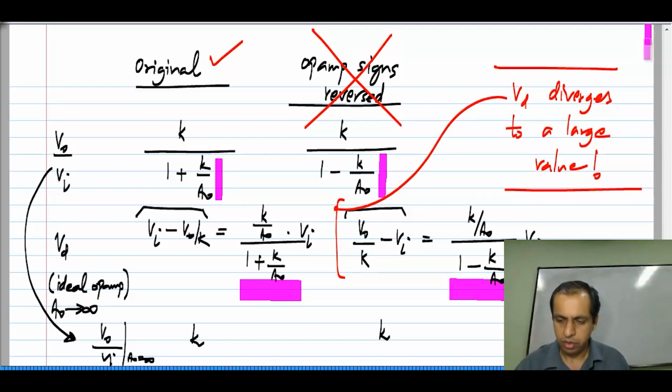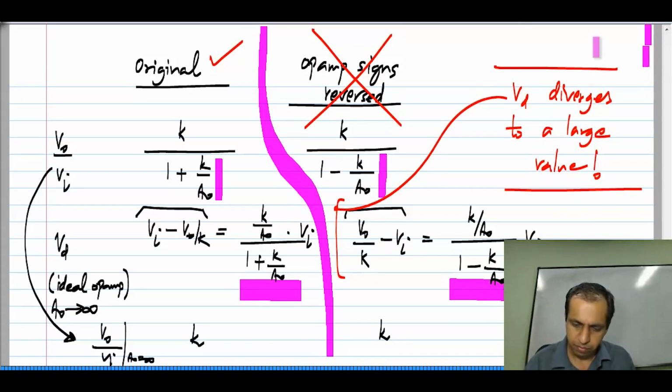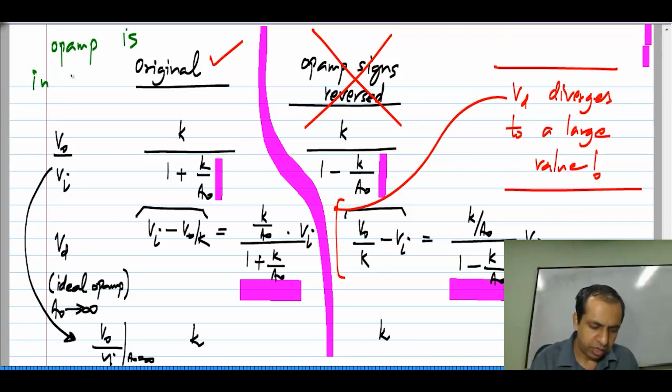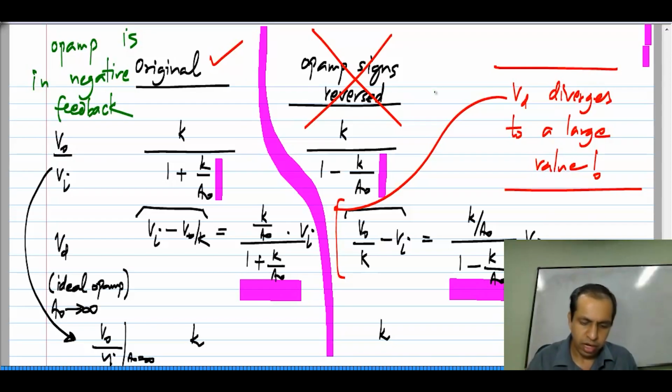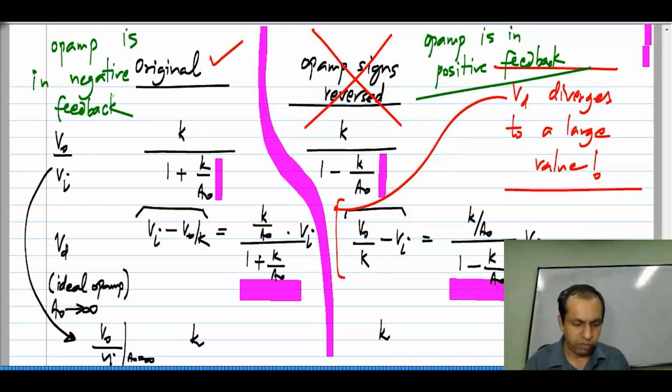Okay. So, the crucial difference turns out to be that the way we originally derived the circuit, the op amp is in negative feedback, and with the op amp signs reversed, the op amp is in positive feedback. Okay. It is only when the op amp is in negative feedback that the inputs are virtually shorted.